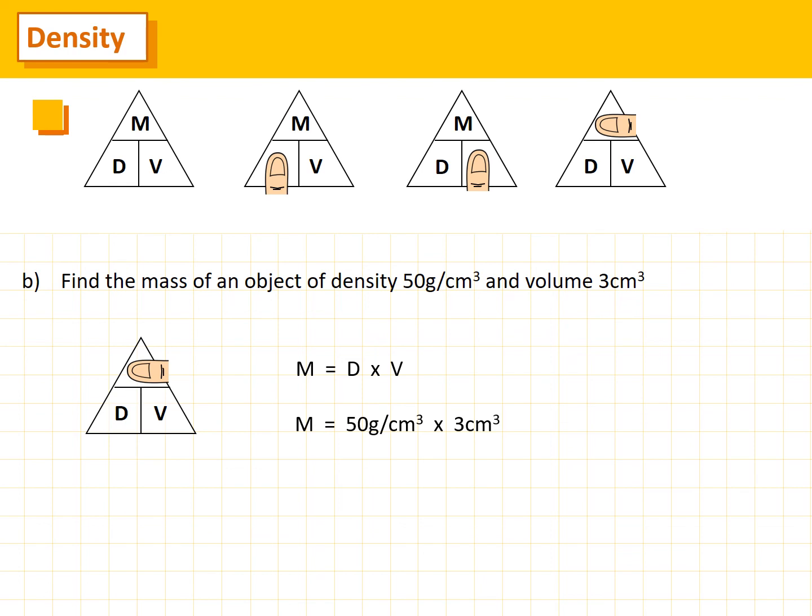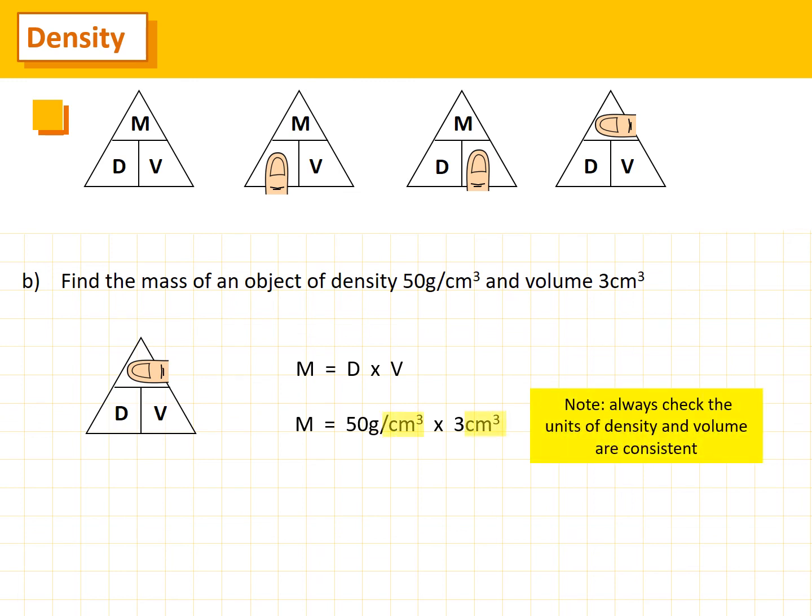Substitute our values in. Now we must check that the values are consistent. Grams per cubic centimetre and cubic centimetre, the units are consistent, so we can just multiply them together. And when we do multiply them together, we end up with 150 grams, and it's grams because our units of density were grams per cubic centimetre.